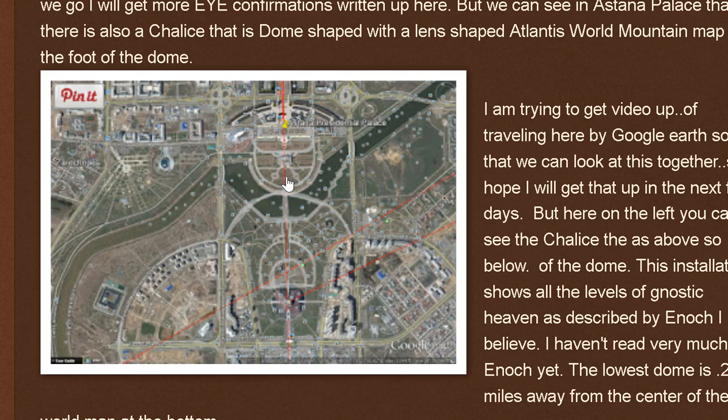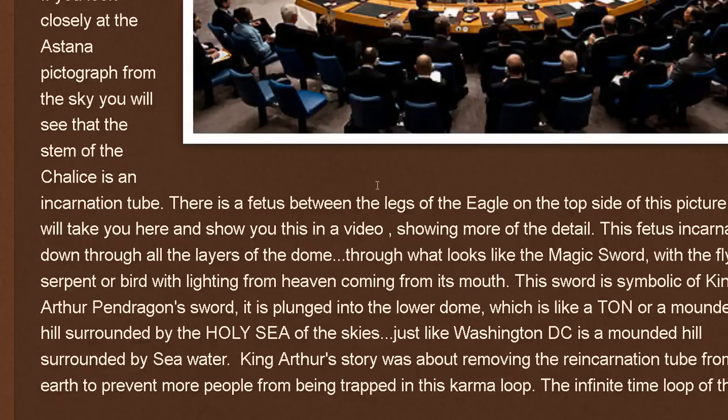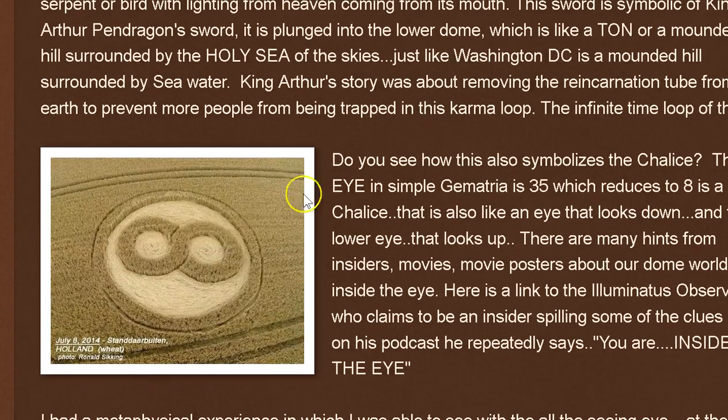The infinite time loop of the eight. Do you see how this also symbolizes the chalice? The eye in simple gematria is 35, which reduces to 8. A chalice is also like an eye that looks down, and the lower eye that looks up.